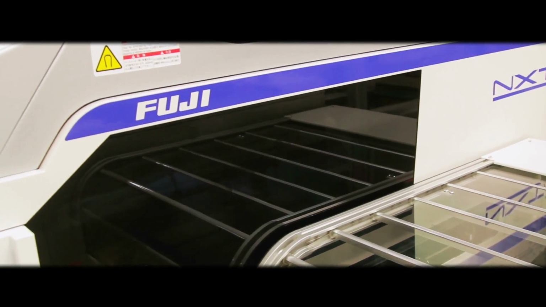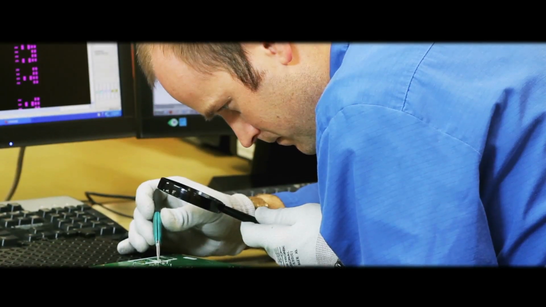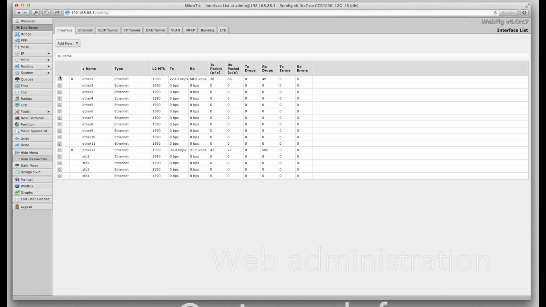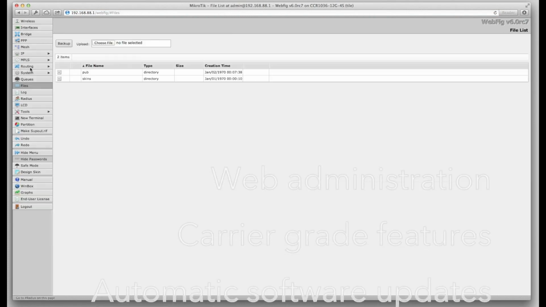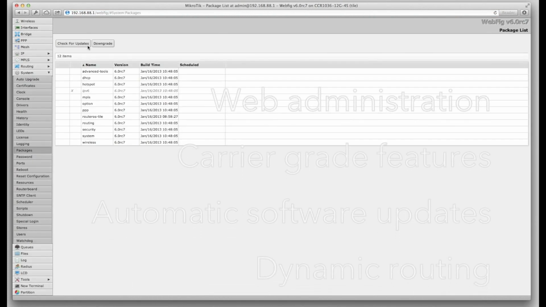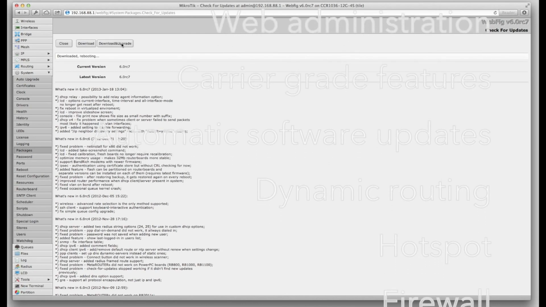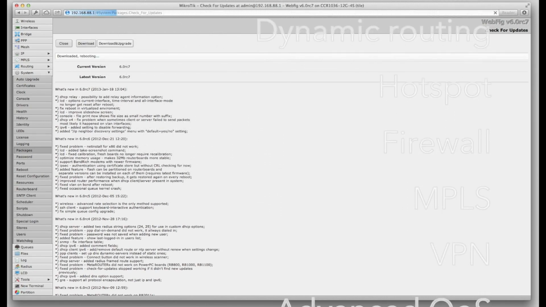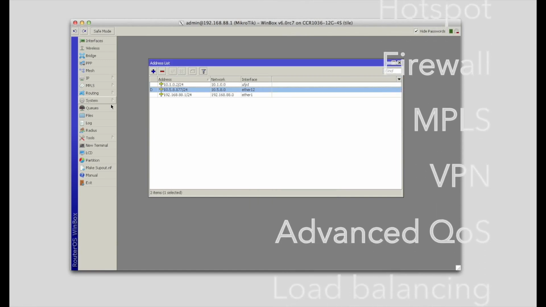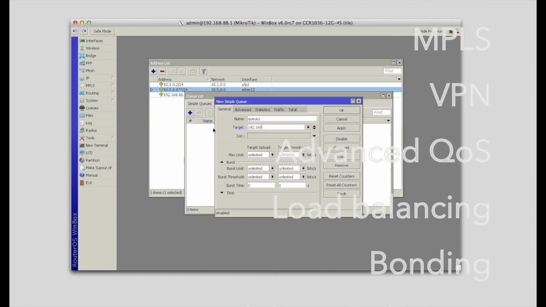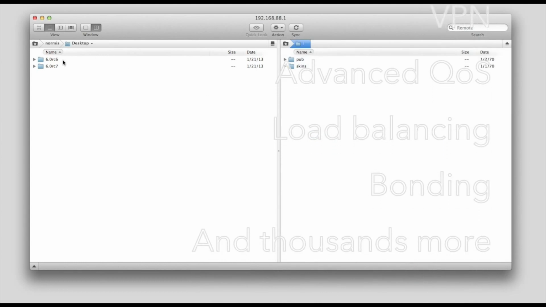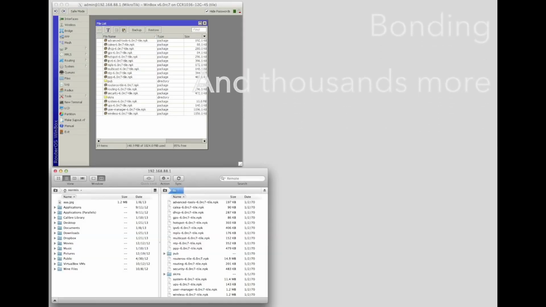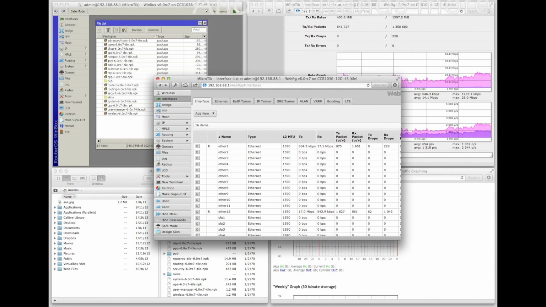We manufacture the Cloud Core Router in Europe to meet the highest quality standards. The Cloud Core Router is powered by RouterOS, a fully featured routing operating system, which has been continuously improved for 15 years. Dynamic routing, hotspot, firewall, MPLS, VPN, advanced quality of service, load balancing and bonding, real-time configuration and monitoring, just a few of the vast number of features supported by RouterOS.